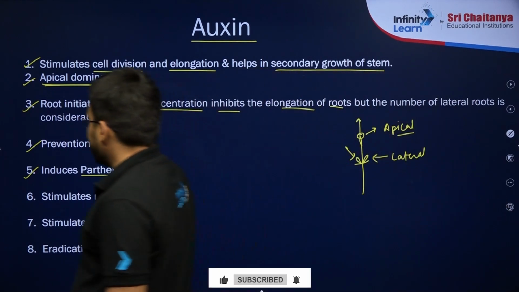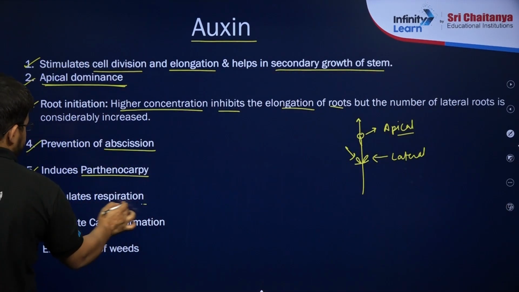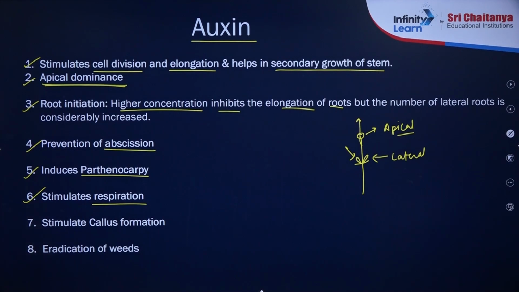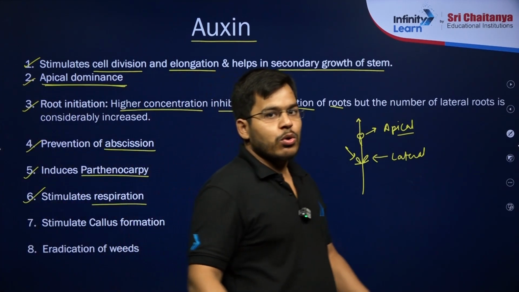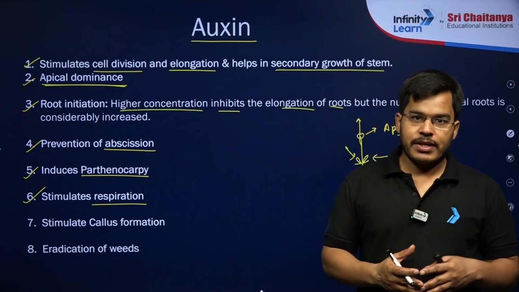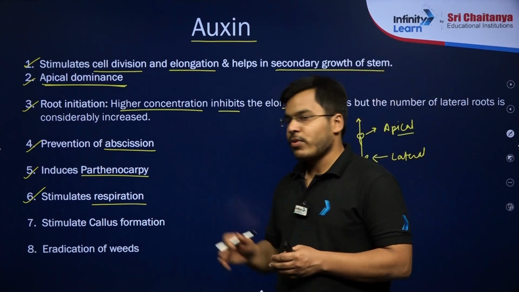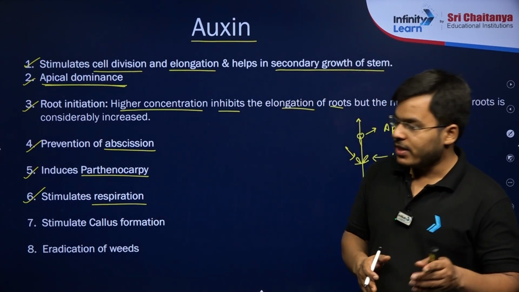Next thing, students, it stimulates the process of respiration. As auxin is a kind of growth hormone, it helps in growth promoting activity, and all those things require lots of energy. That energy will definitely come from the respiration process. So auxin also stimulates the respiration process.